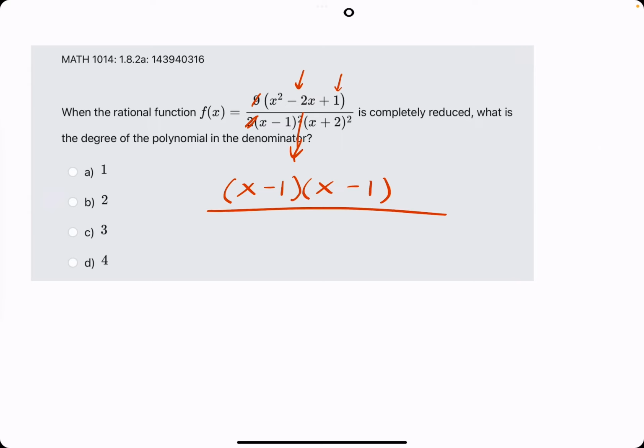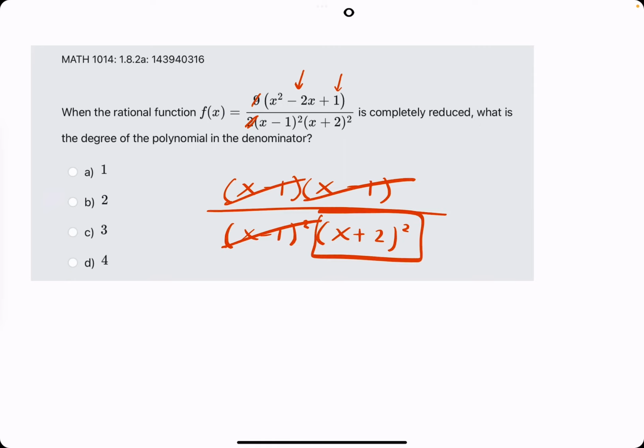Now we're dealing with the denominator. Well, we really don't have to do anything. We just rewrite it, right? And what you'll notice is we have x minus 1 on top, canceling with one of the x minus 1s on the bottom, but we also have a second x minus 1 on top. So really, we have two x minus 1s on top and two x minus 1s on the bottom, because we have x minus 1 squared. So we can get rid of both of those. And what we are left with on the bottom is x plus 2 squared.